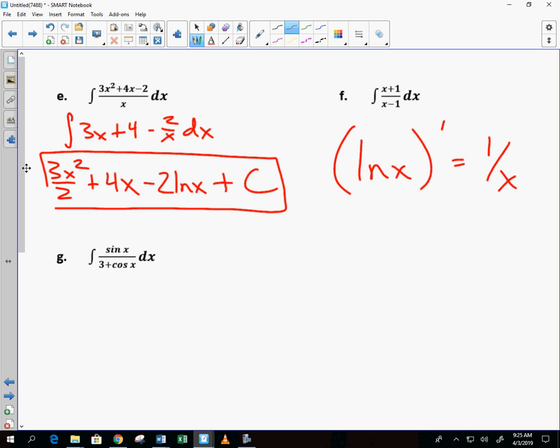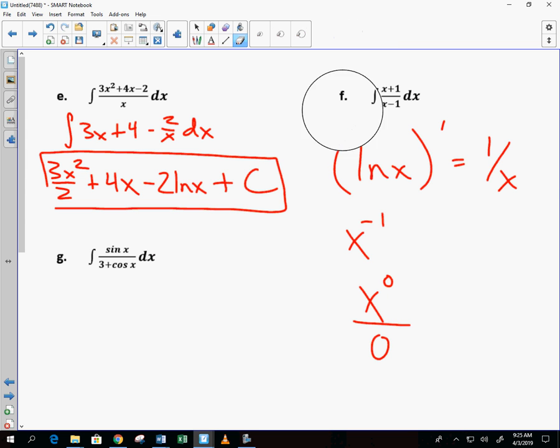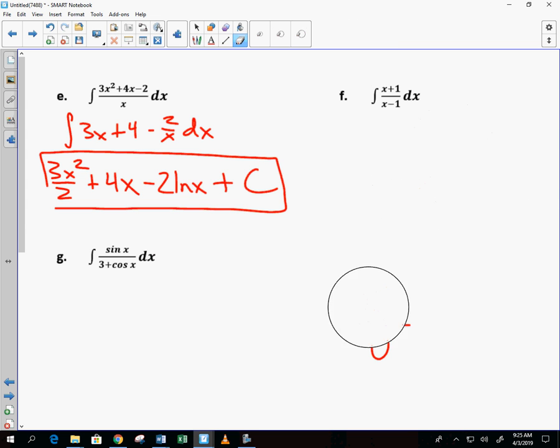So what you're doing in your brain is you're saying, well, 1 over x is x to the negative 1. So what I'm going to do is increase the exponent by 1, and divide by the new exponent. And that's the expression you get. So that's why we can't do our normal power rule for 1 over x. Rather, the antiderivative is natural log of x. If you'd like to see the proof for that, come see me after school. Kind of a nice little trick, huh?